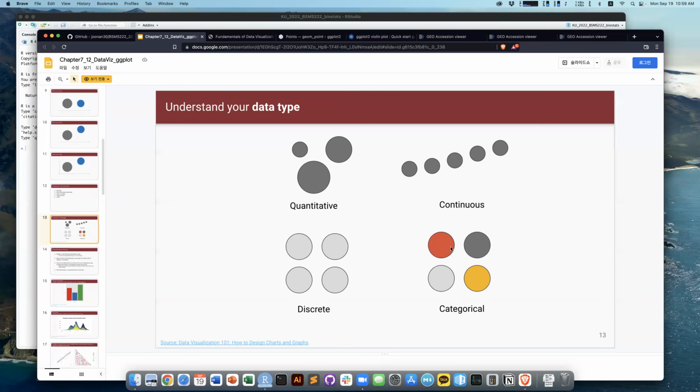I need to change some colors here because the categories are 4 different colors, so it's not really distinguished from discrete. So by the time you see this video, I will have changed the slides for the color. So it has to be red and gray.